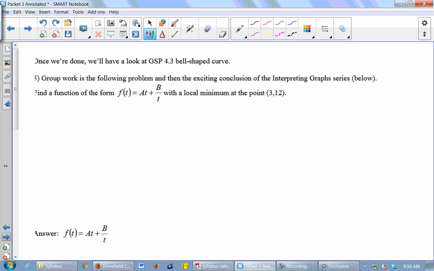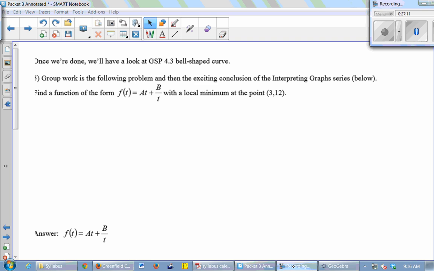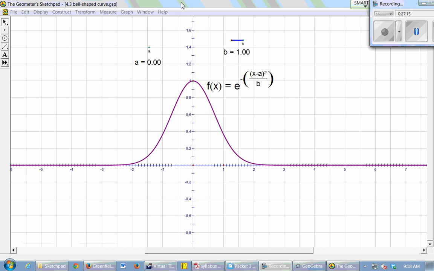Okay, so let's take a look at Geometry Sketchpad and see the real normal bell-shaped curve. All right, so here's the normal curve from statistics. It's a bell-shaped curve. It looks just like the curve that we just drew. It's got a maximum at x equals 0, a maximum of 1. Its end behavior approaches 0. And the change in concavity should happen at radical b over 2.